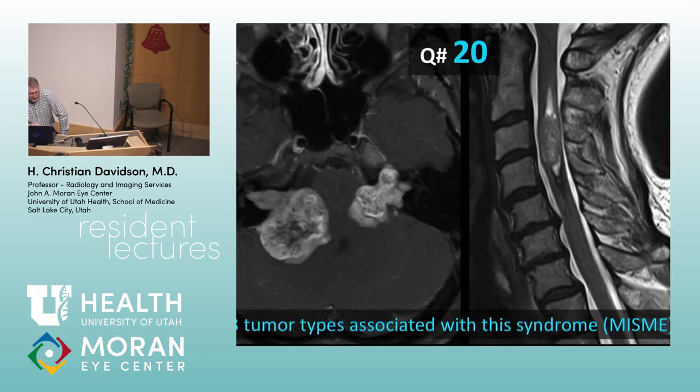Question 20. So here we have an axial T1 post-contrast and then a sagittal T2 of the cervical spine. These are the same patient. So the question is, kind of implied in the question is that you know what the diagnosis is, but what are the three tumor types associated with this syndrome? And as a bonus, we'll give you the acronym that we use for remembering the syndrome, the MISMI.